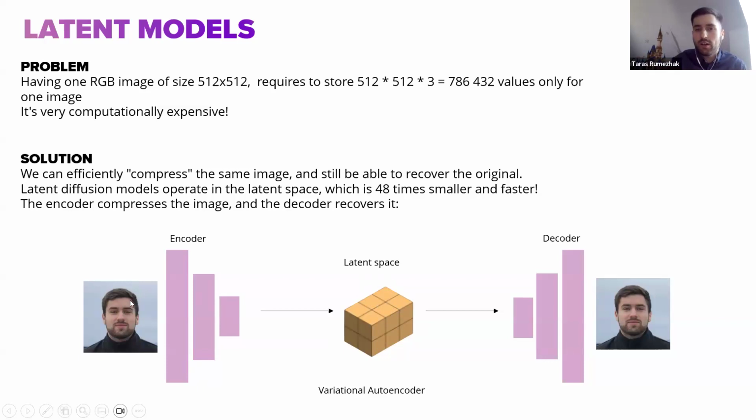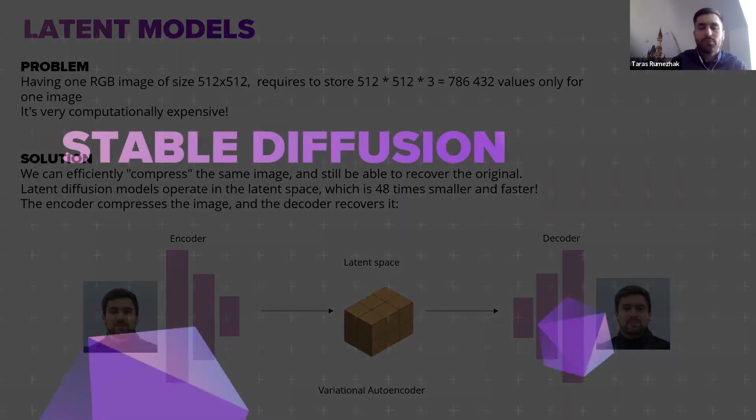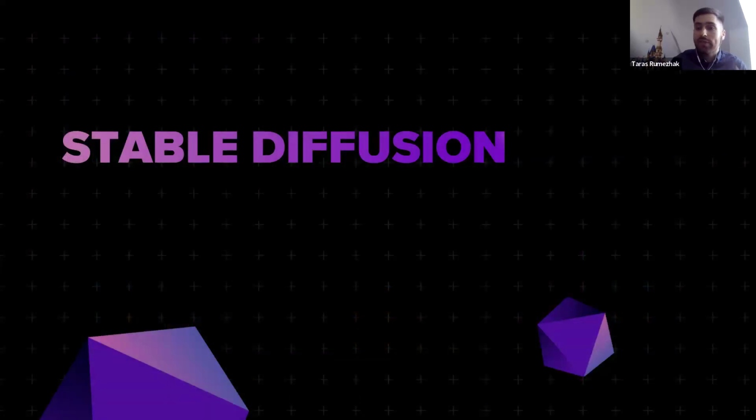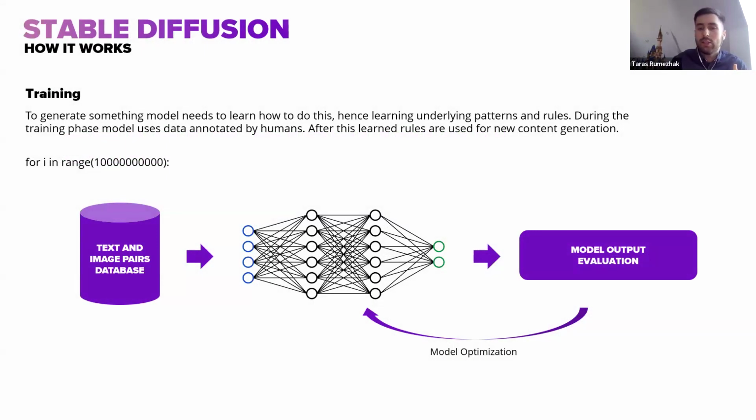The idea is that we start with almost 800,000 values, and we can select the dimension of the latent space to be, I don't know, 100 or 1,000 values. And this vector will be representative of our image. With that idea, we can operate in this latent space. And the idea of Stable Diffusion is to utilize that latent space.